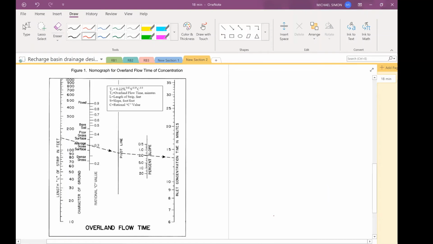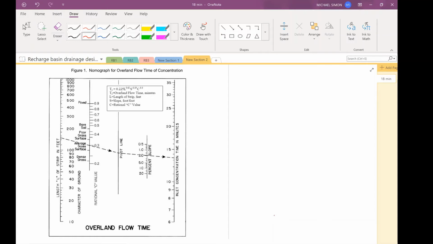So to calculate time of concentration, it's not something we actually do through equations. What we use is a nomograph. You may never have seen one before, but they are a very useful and handy tool for doing calculations pretty rapidly. They have these for a lot of physics problems as well. Basically, it's a graphical solution to an equation.